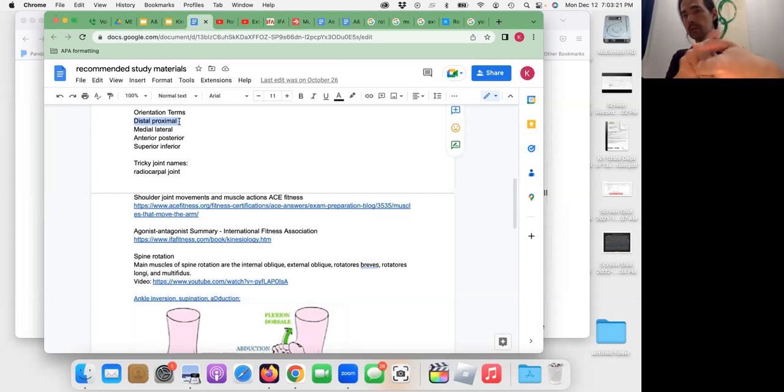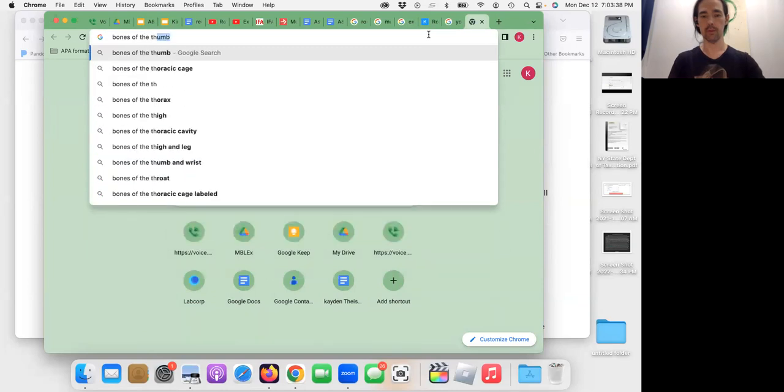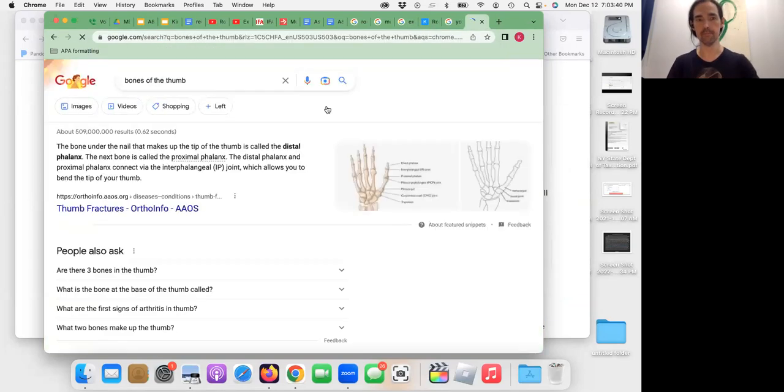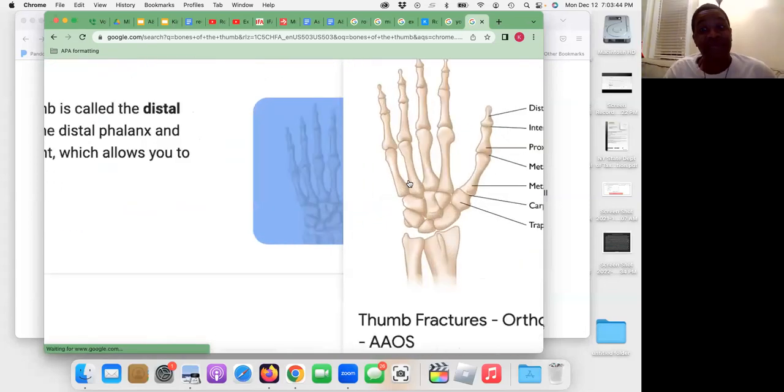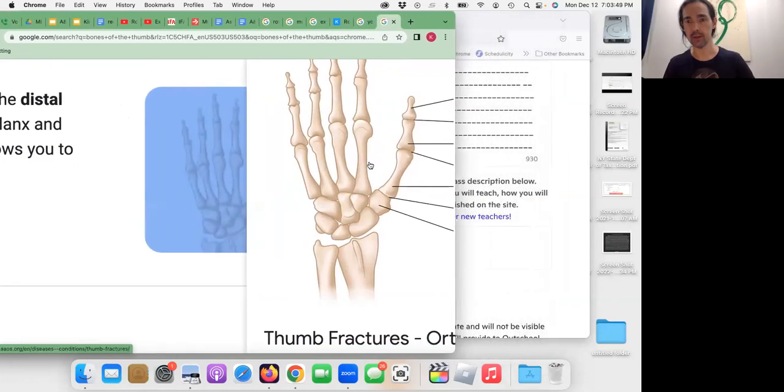The thumb has only 2 bones, one proximal and one distal. Proximal phalange, distal phalange. This bone here, what is that called? Should look that up. This bone is proximal to this bone. Let's look that up right now. Bones of the thumb. I'm glad I ain't taking this exam. That is a metacarpal bone.